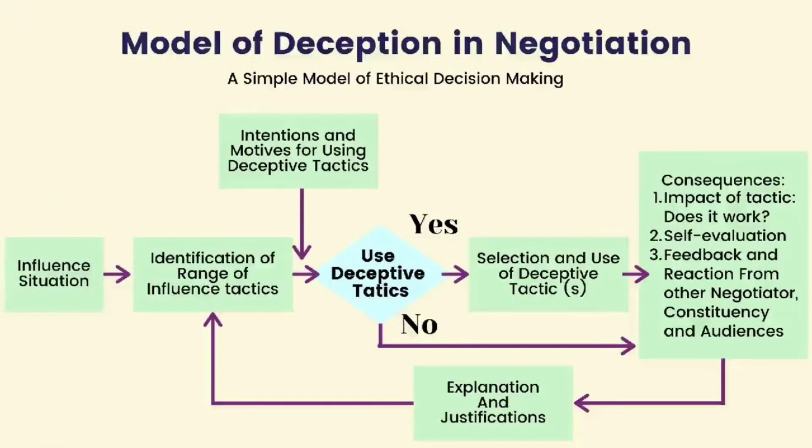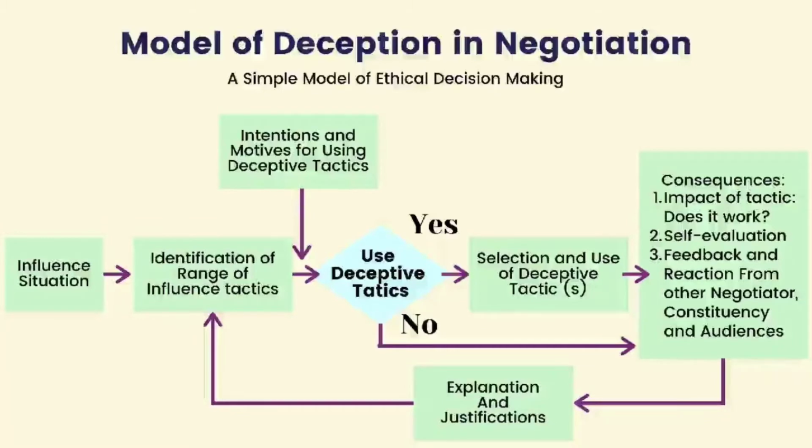This is the model of deception in negotiation. It is a simple model of ethical decision making. Firstly, the negotiator will try to influence a situation between both parties. The negotiator will identify the range of influence tactics that can be used to influence the other party. At this point, the negotiator has set an intention for using deceptive tactics. After that, the negotiator will use deceptive tactics to influence the other party.